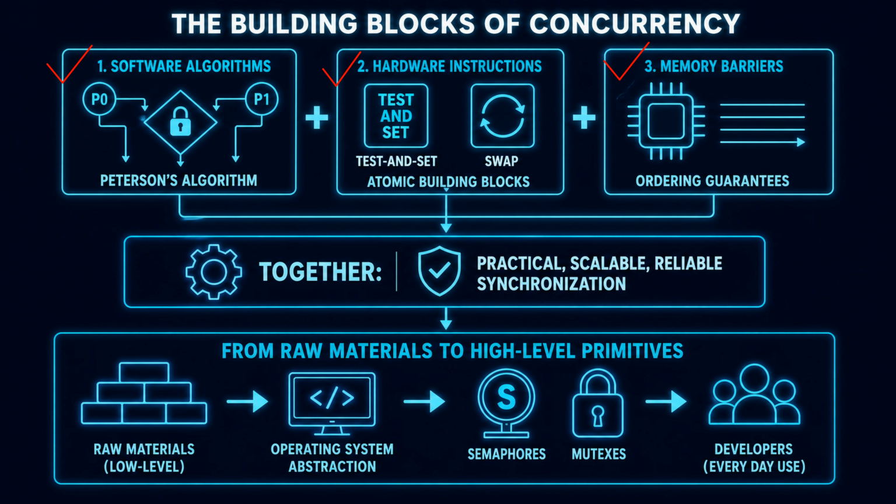These are the raw construction materials of concurrency. In the next chapters, we move from bricks to buildings. We'll see how operating systems use these low-level hardware tools to create user-friendly synchronization primitives like semaphores and mutexes, which developers use every day without always realizing what powerful machinery exists underneath.